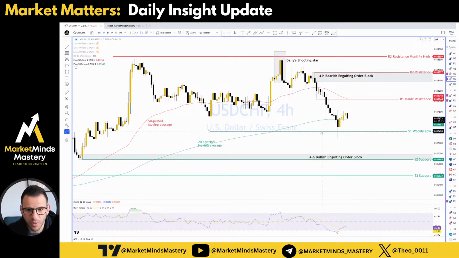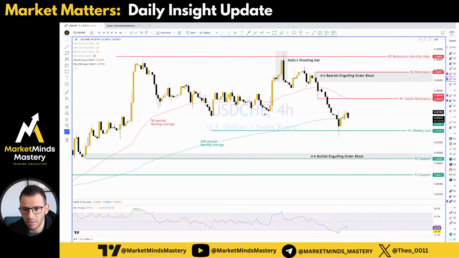USD Swissy price is bouncing from this 200 period moving average. Again, another setup that I posted on the Telegram channel last week. It got triggered on Friday to pick up the buying positions from this area down here. I don't remember exactly where, but if you are on the Telegram channel, you can go and check it.